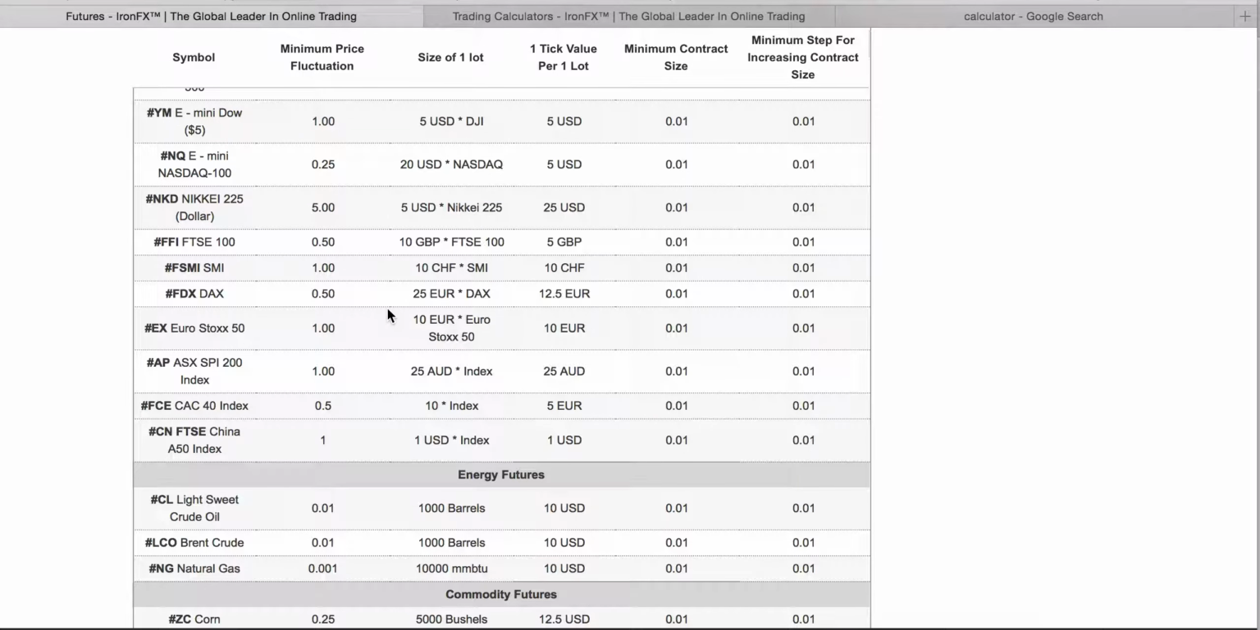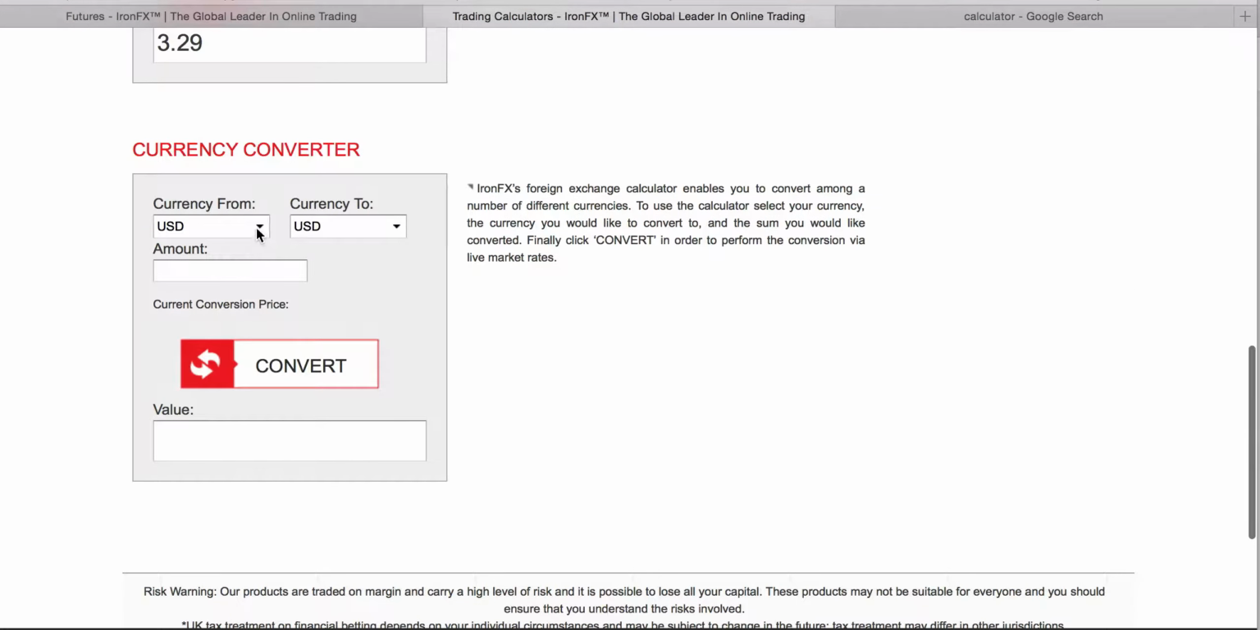Let's say we want to trade DAX. So we find our DAX, and we can read from here that one lot will give us 25 euro for each move, for each pip. So now we need to take this 25 euro and convert it to British pounds, because our account is in British pounds. So from euro to British pounds, 25. And we know that if we would trade one whole lot of DAX, we would be risking or gaining 18.5 pounds for each pip. But we don't want 18.5, we want 3.33.